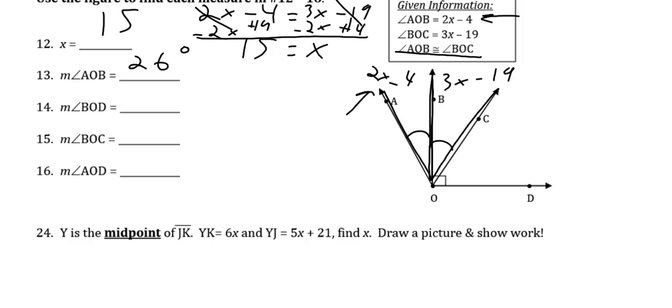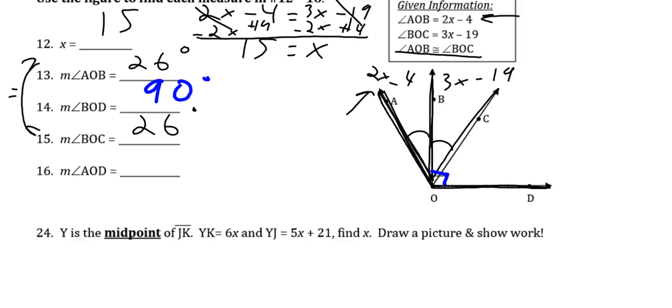BOD, that's easy. Why is it easy? Because there's that symbol right there, which makes it 90 degrees. BOC, we already know these two are equal to each other, so 26 degrees. Now, AOD, a little bit of work here. That's the whole thing. Well, we already know that this is 90, right? Because of the symbol. And we found out before that AOB was 26. So all we have to do is add 90 to 26 and get 116 degrees.